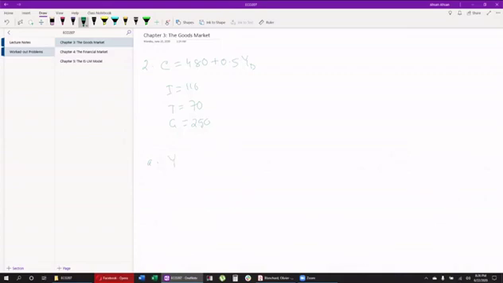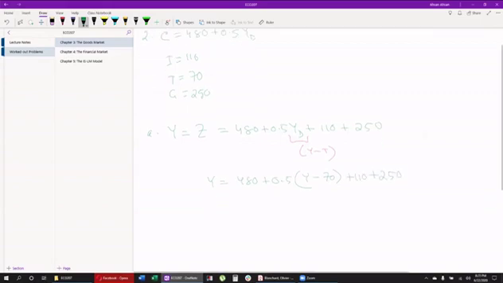In the goods market, the equilibrium condition is when Y is equal to Z. And we know that Z is equal to consumption, which is 480 plus 0.5 YD, plus investment, plus government expenditure, 250. Now this YD, of course, we can break up into Y minus T. If we do that, what we have is Y equals 480 plus 0.5 (Y minus T), where T is 70, plus 110 plus 250. And from here, it's just a matter of calculating the value of Y. Hopefully, all of you can do that.